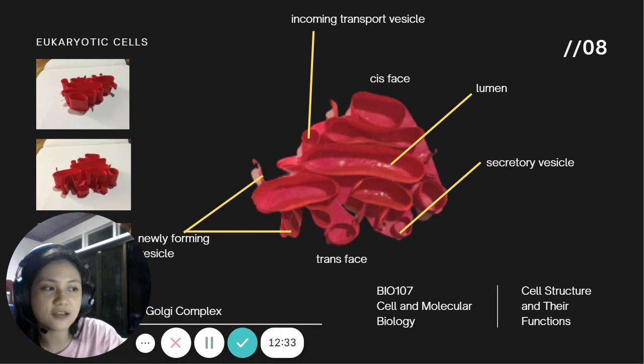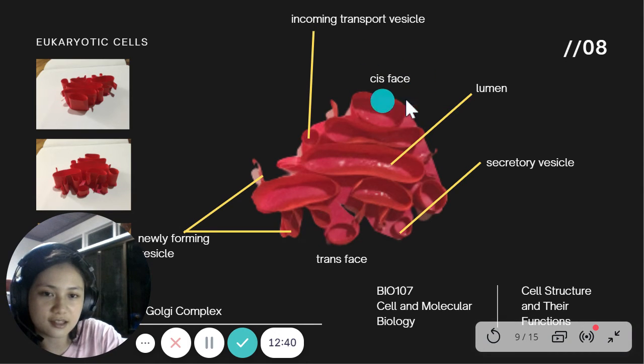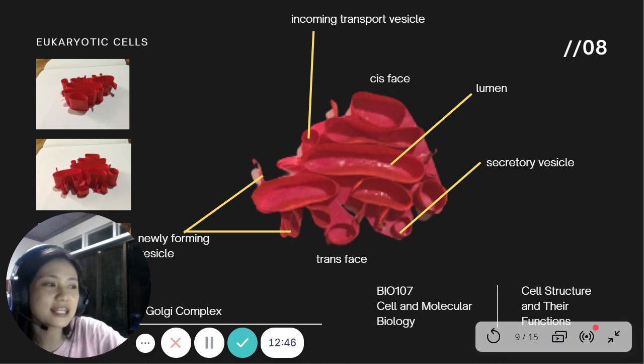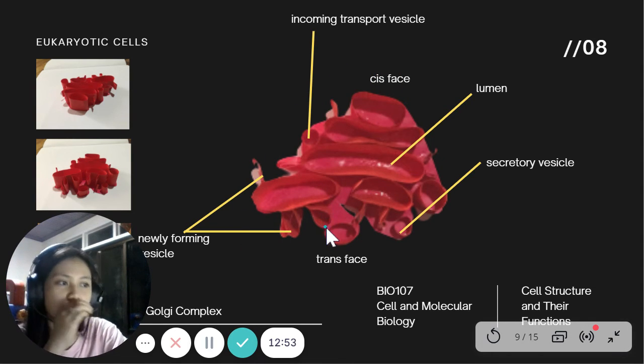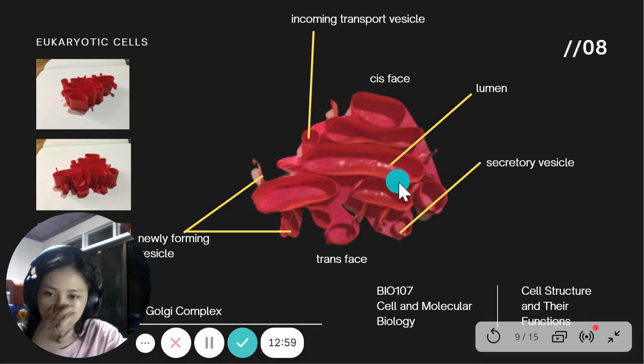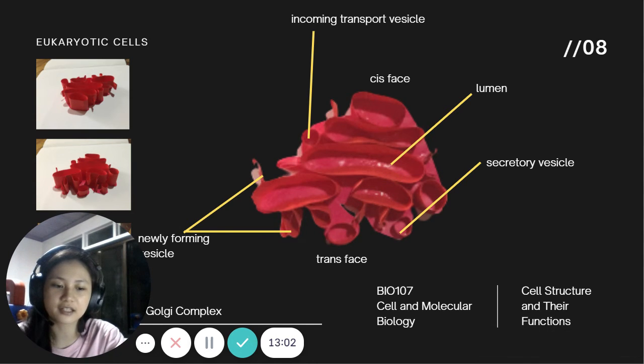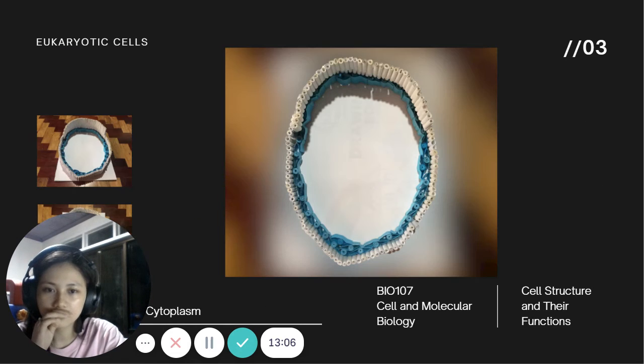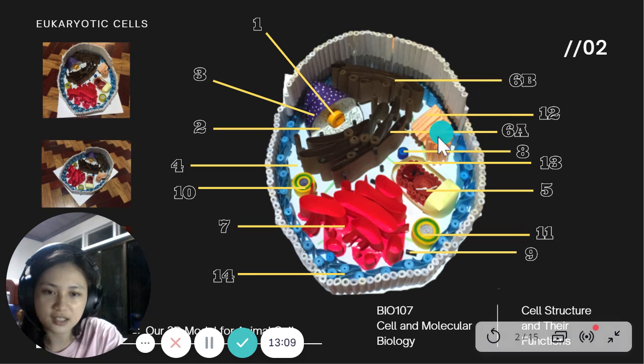So they have three primary compartments known as the cis, the medial, and the trans. So as you can see here, this is the cis, this is the medial, and this is the trans. So the cis is the nearest to the endoplasmic reticulum, and the trans is the farthest from the endoplasmic reticulum. And the medial is the central layer of the cisternae. So as you can see here, let us go back to the first picture. This is the cis phase, which is nearer to the endoplasmic reticulum, unlike the trans part.